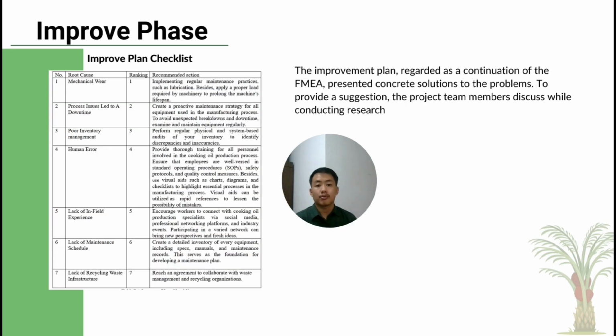The improvement plan, regarded as a continuation of the FMEA, presented concrete solutions to the problems. To provide a suggestion, the project team members discussed while conducting the research.